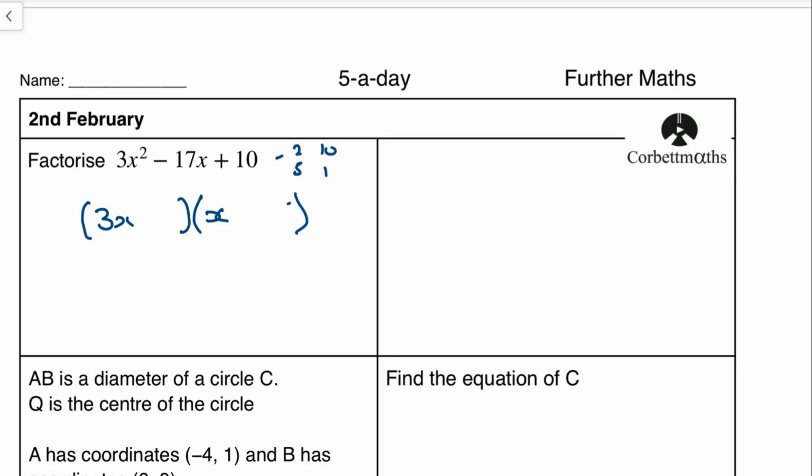So I need to multiply 3 by something and then add one lot of something else in order to give me 17. And technically minus 17. And that's going to be 3 times minus 5, minus 2 on the other side, and 3 times minus 5 plus minus 2 is minus 17. That definitely works. Happy with that one. Next question.